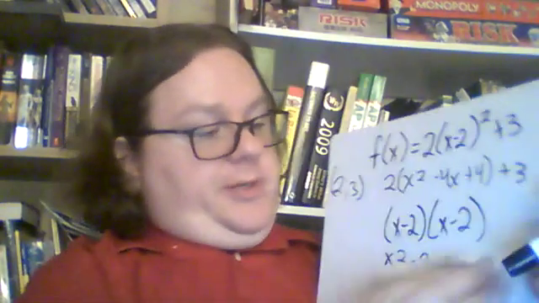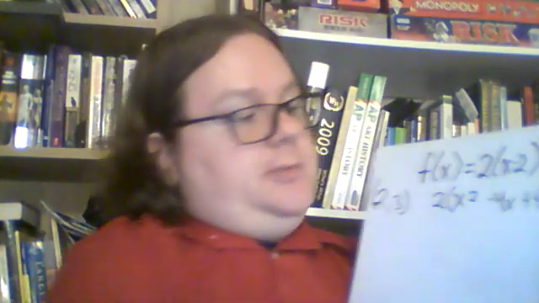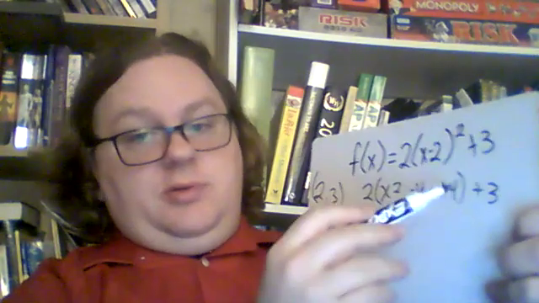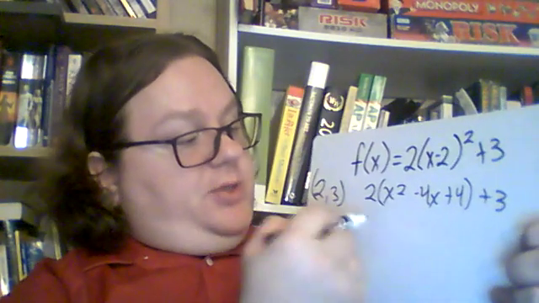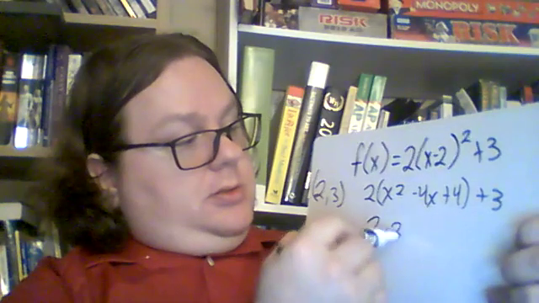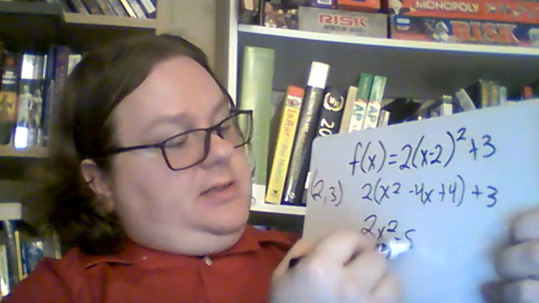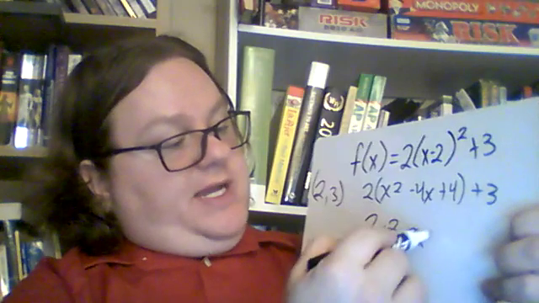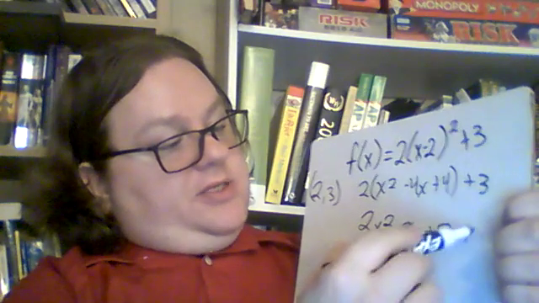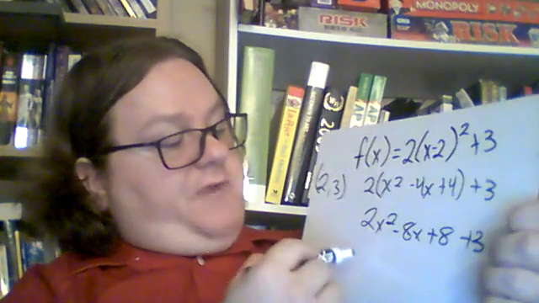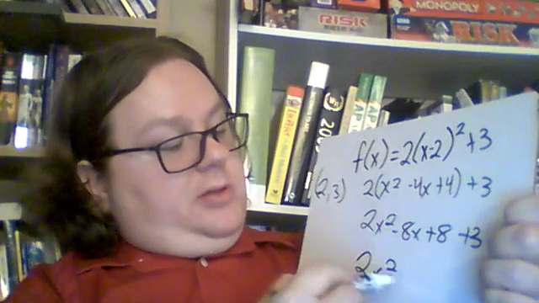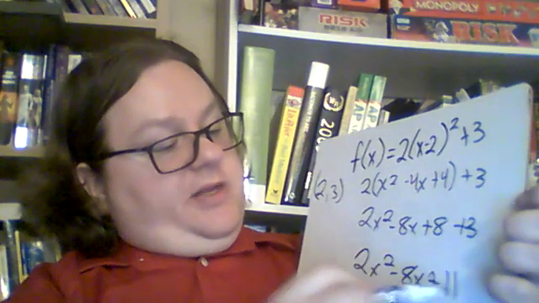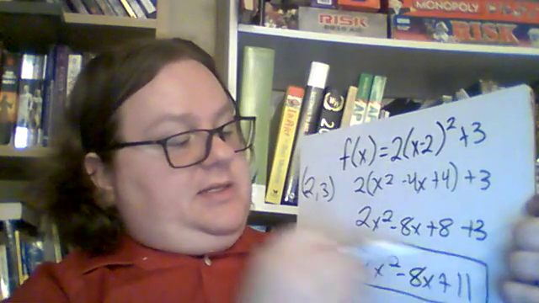All right, I'm going to erase this. Now, next I'm going to distribute this 2 into the parentheses. So 2x squared minus 8x, because that's 2 times negative 4. 2 times 4 is 8, and then plus 3. And then finally, move this all down. 8 plus 3 is 11. And that is the standard form.